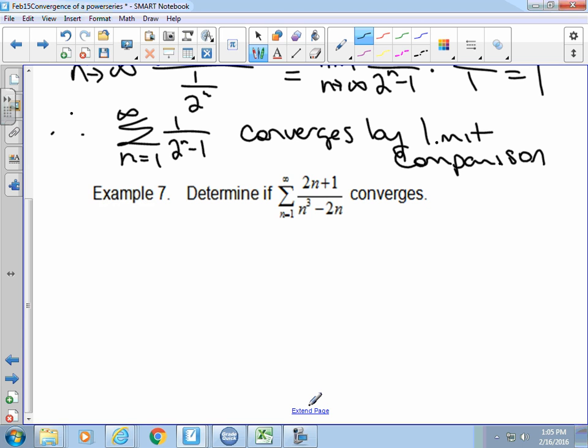There's no immediate test, right? It's not a P-series, it's not geometric. I'm going to check that first. If it's one of those two, answer the question, be done, move on with life, and we're done. But it's not immediately either one of those. But can I think of one of those two things to compare it to?